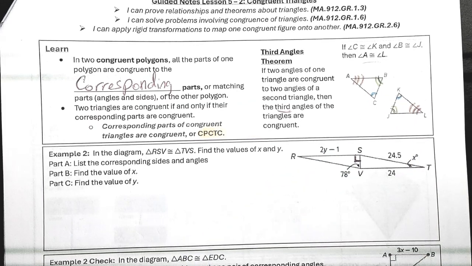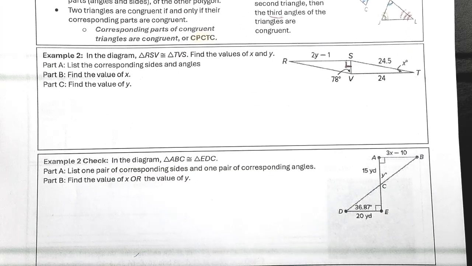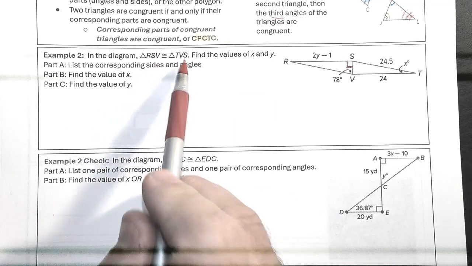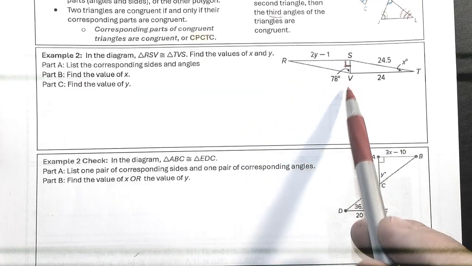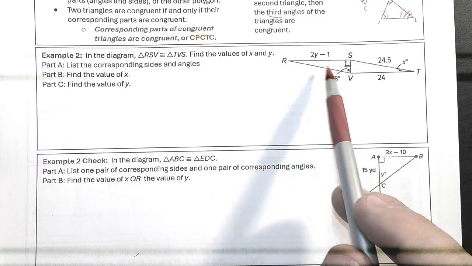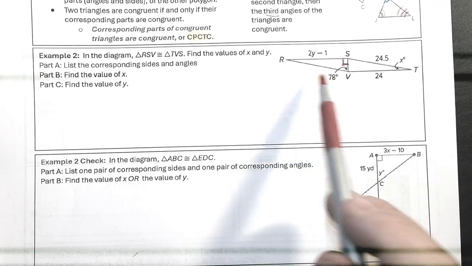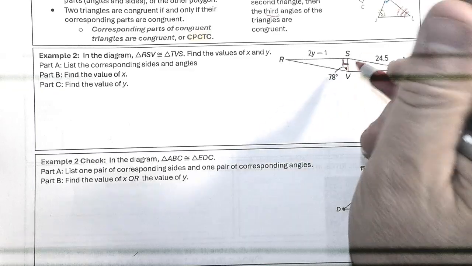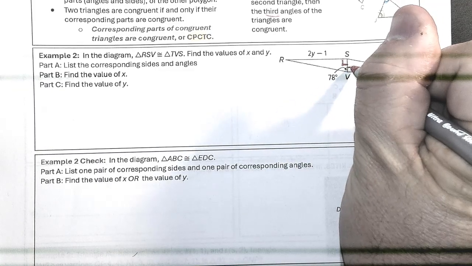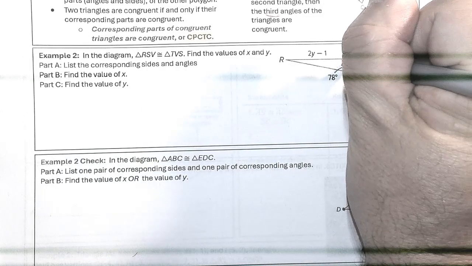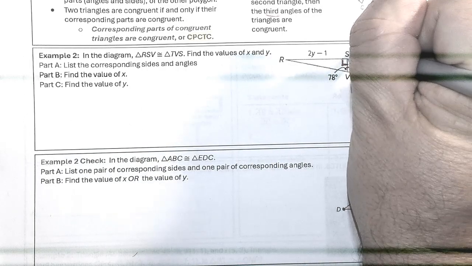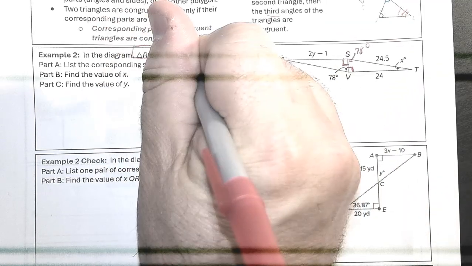All right. Example 2. In the diagram, triangle RSV is congruent to triangle TVS. That's because these triangles are butted up against each other with the base, but one is facing up and one's facing down. So this guy's a 90-degree angle. This guy is a 90-degree angle. It says that this angle on this side is 78. Well, this guy's going to be 78, because it tells us that the triangles are congruent.